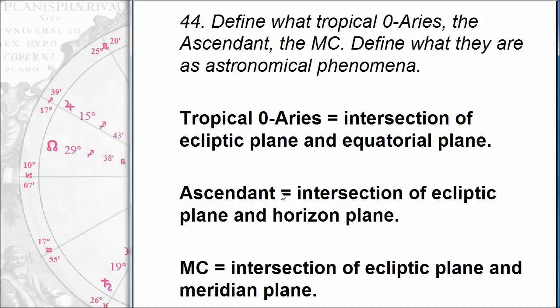And the Ascendant is the intersection of the ecliptic plane and the horizon plane, and the midheaven is the intersection of the ecliptic plane and the meridian plane. So where the ecliptic plane intersects other great circles become powerful points. It's really a peculiar idea that these abstract great circles would have such great power, but that's the idea.